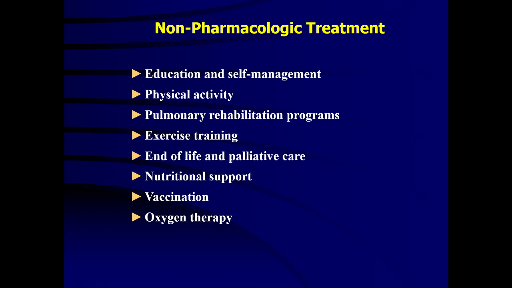What about non-pharmacological treatment? We have to educate the patient about self-management. We have to encourage physical activity. We have to engage these patients in pulmonary rehabilitation programs, exercise training, and we have to discuss end of life and palliative care. Some patients choose not to be put on an endotracheal tube when they have exacerbations. We have to support these patients' nutrition and advise on vaccination and oxygen therapy if they develop chronic respiratory failure.